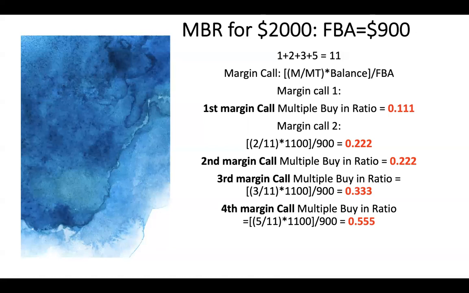Okay, so that's important. And of course, the Fibonacci number for the fourth margin call is 5. 5 is gotten by adding 3 plus 2. So that's why you have 5 divided by 11 here. And the balance after removing the first buying amount is 1,100. Then you divide what you get there by 900, and you get 0.555.